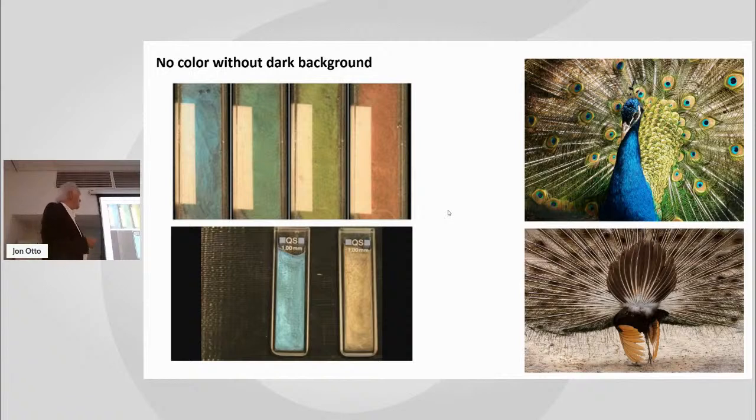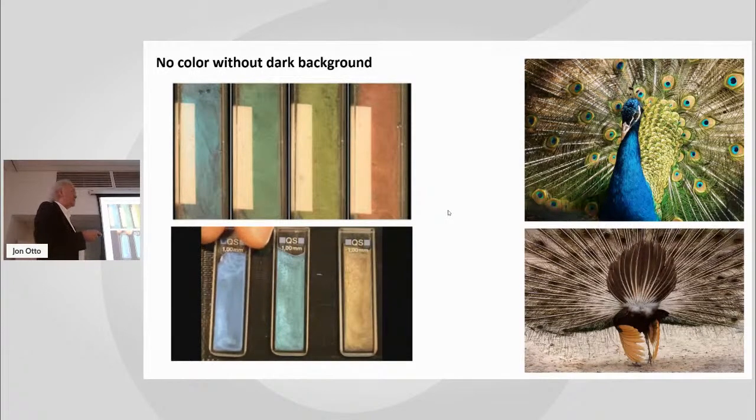Actually, the significance of this dark background is evident if you ever, next time you see a peacock, you should look in front and in the back. Because in the back, it's dark, and that is this dark background that I talked about. In the front, you see the bright colors. And that is from the interference from the structures that are sitting on top of the dark background.